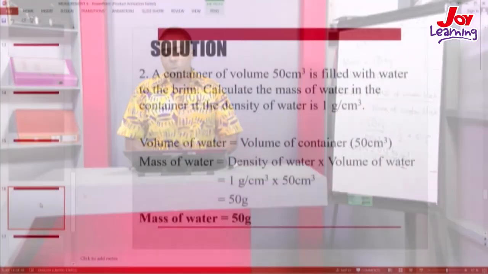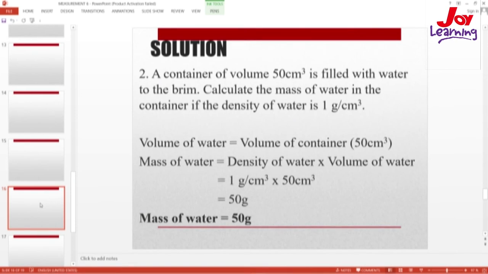A container of volume 50 cubic centimeters is filled with water to the brim. Calculate the mass of water in the container if the density of water is 1 gram per cubic centimeter. So the volume of water is the same as the volume of the container, because the container has been filled to the brim. So the volume of water is 50 cubic centimeters.